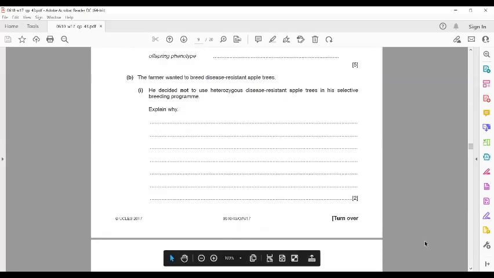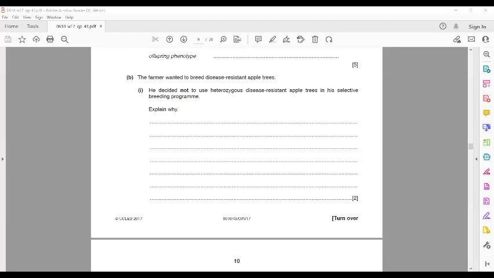The farmer wanted to breed disease-resistant apple trees. He decided not to use heterozygous disease-resistant apple trees in the selective breeding program. Explain why. Because the heterozygous trees are carrying an allele which is the non-resistant allele. Then some offspring will not be resistant if they use the heterozygous. And of course, using heterozygous results in profit loss. They don't want that, so they want a more resistant one. That's why they use homozygous.